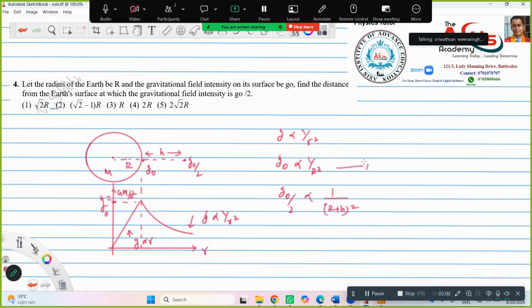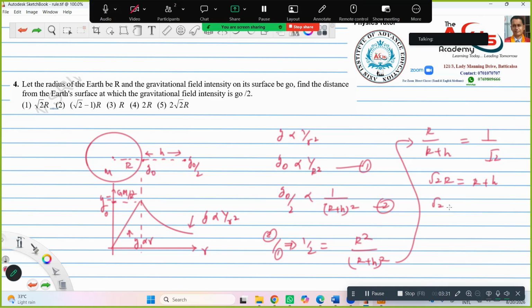How can we find it? If you divide these, g naught by g naught over 2, that will be 2, which equals R plus h whole square over R square. So if you take the square root, R plus h over R equals root 2. Cross multiplication, root 2 R is equal to R plus h. Root 2 minus 1 times R is equal to h. That's the answer: h equals root 2 minus 1 times R.